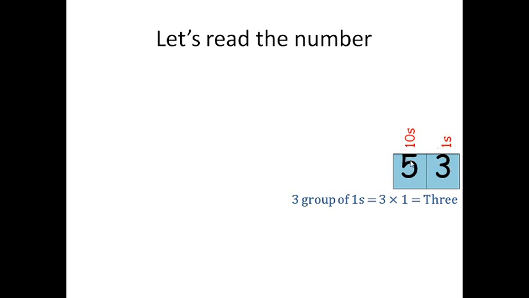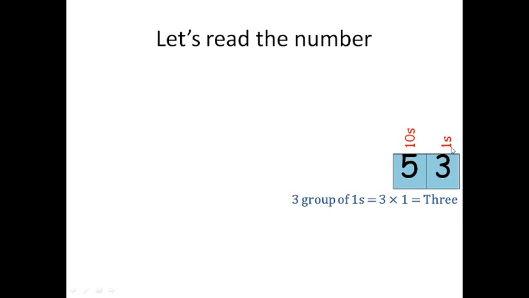There are 5 groups of tens. You have 5 groups and each group has 10. Then what is the value? What is the total of all groups? It is 5 into 10. 5 groups of 10 means 50.